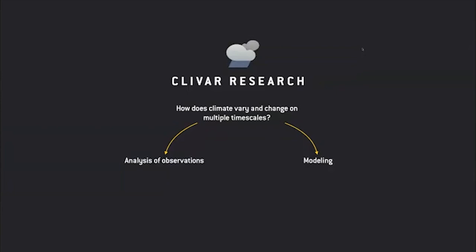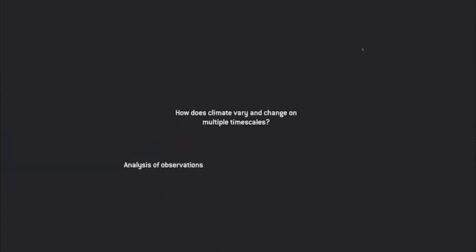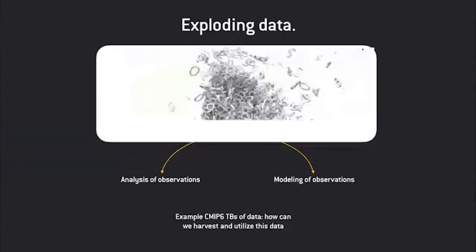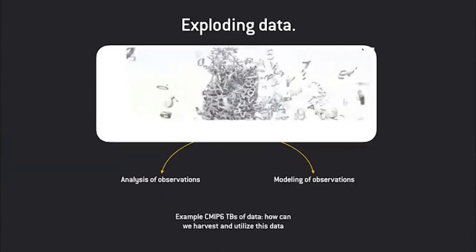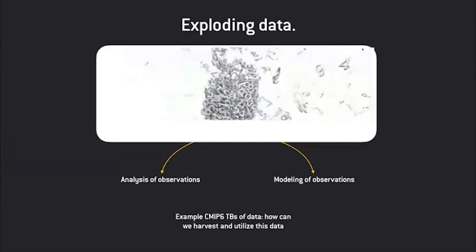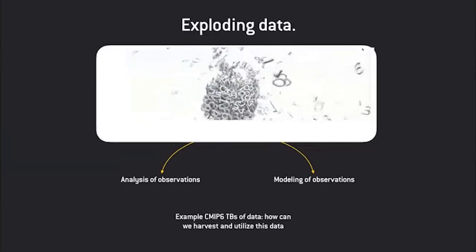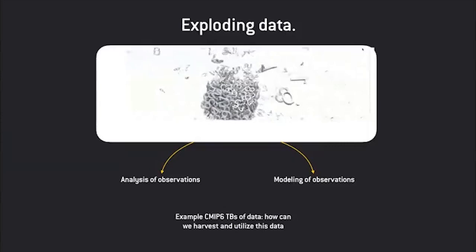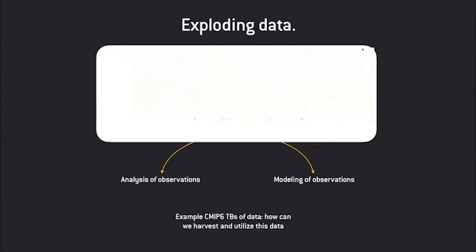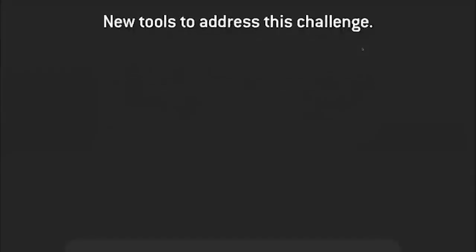So what CLIVAR is about is really trying to look at climate variability and how climate varies across multiple timescales. And so what we want to do is analyze data. There are these observational data sets that we have, and then we also want to actually model things. And now it seems that we are facing a roadblock.